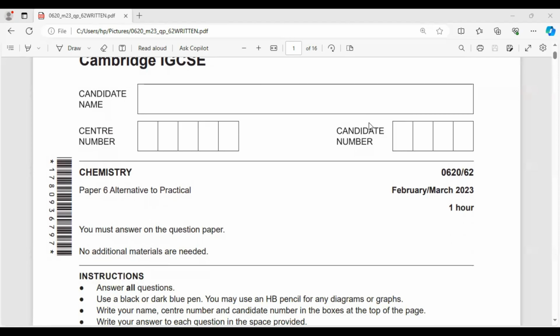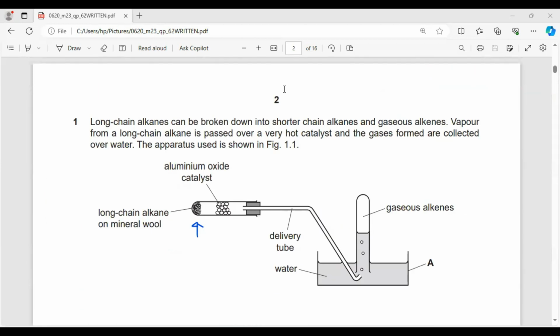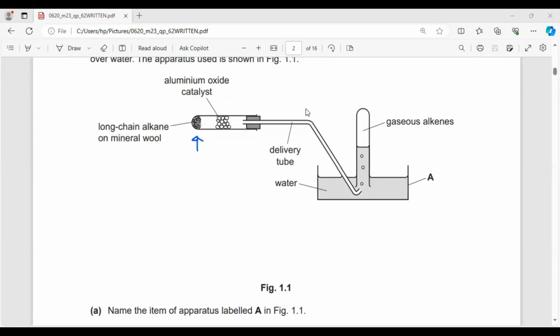Everyone. Today we are going to solve ATP paper of Feb March 2023. Long chain alkanes can be broken down into shorter chain alkanes and gaseous alkenes. Vapor from a long chain alkane is passed over a very hot catalyst and gases formed are collected over water. The apparatus used is shown in the figure. Here we can see that in the test tube, delivery tube is attached and here the gases are collected.